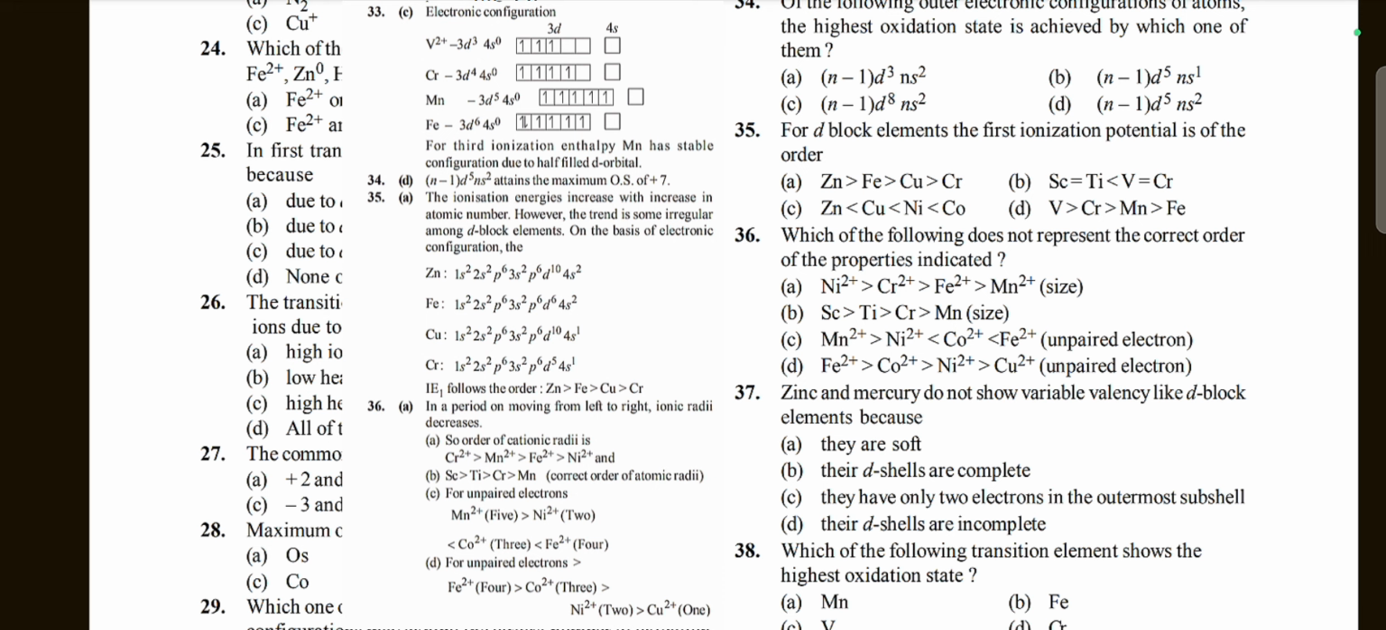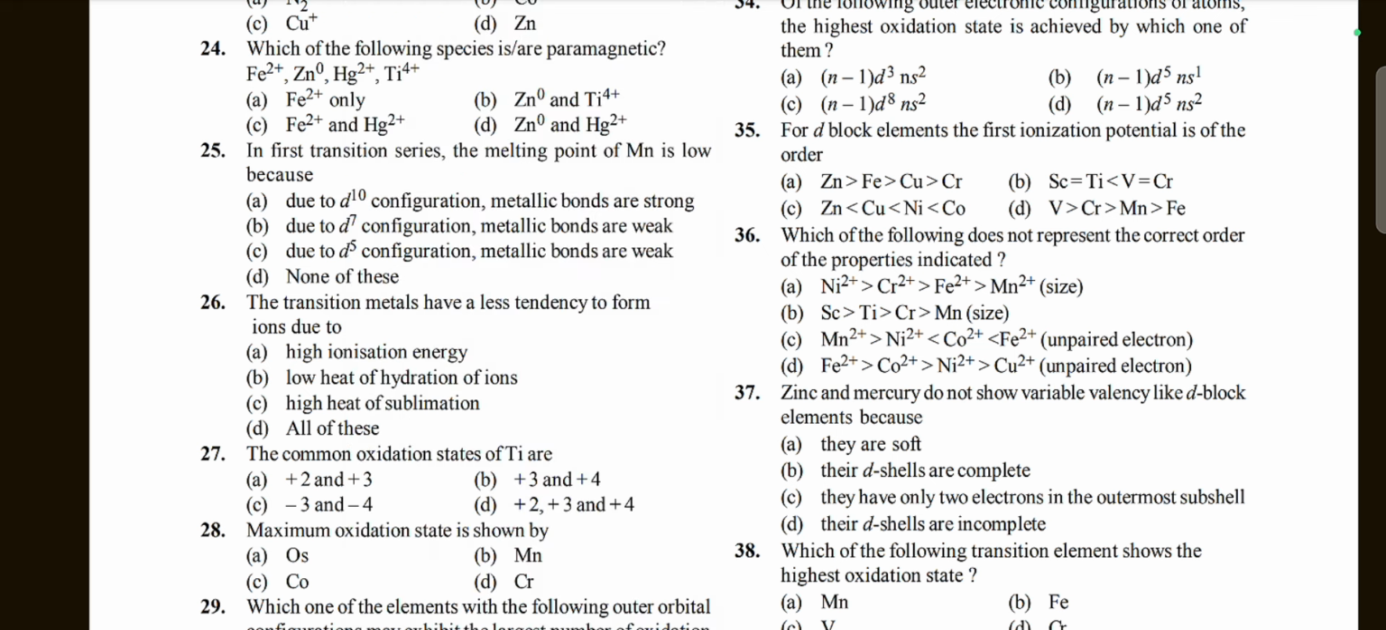Which of the following does not represent the correct order of properties indicated? So here option A is incorrect, so the correct order will be Cr2+ greater than Mn2+ greater than Fe2+ greater than Ni2+. On moving left to right, ionic radii decrease. Rest all are correct.